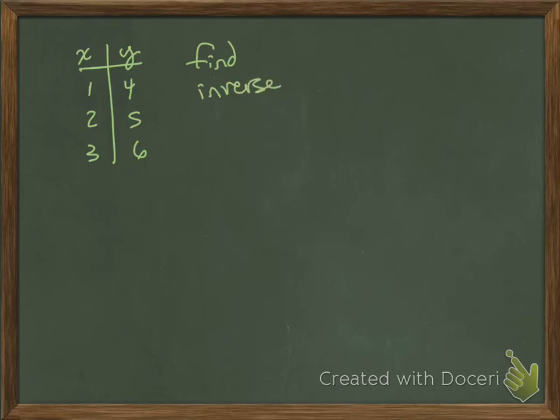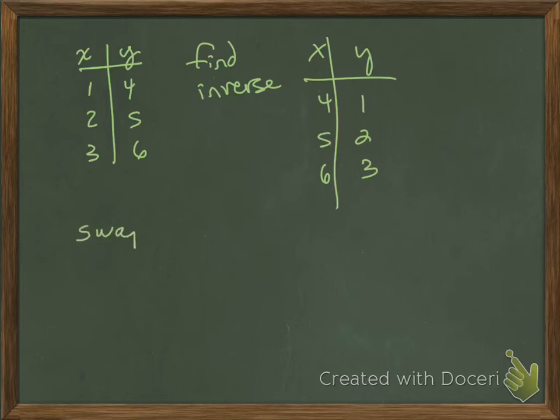So it's easy enough. If I gave you a table with 1, 2, 3, 4, 5, 6, and I asked you to find the inverse, all you'd have to do would be to swap them, right? 4, 1, 2, or 5, 2, 6, 3. So notice you just swap ordered pairs. Swap the x and y in ordered pairs to get the inverse.